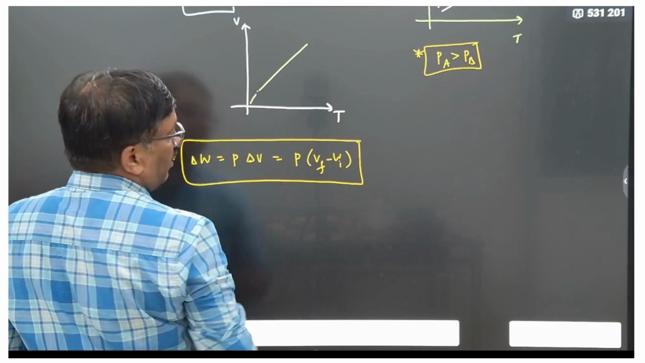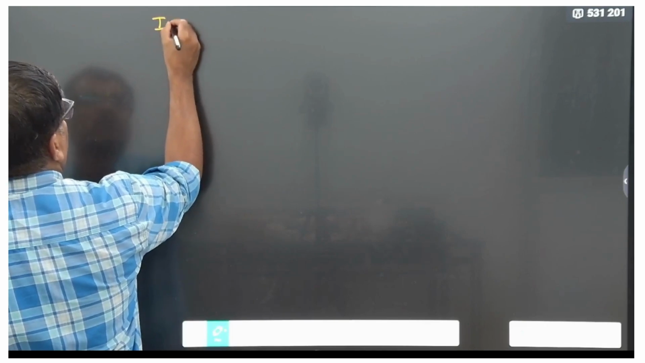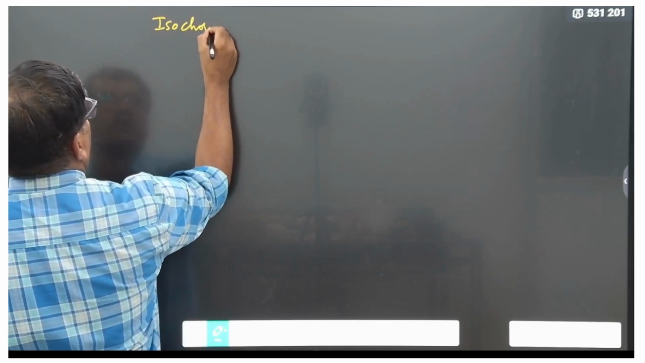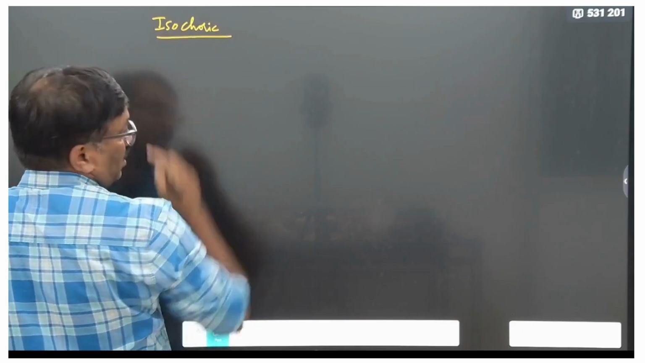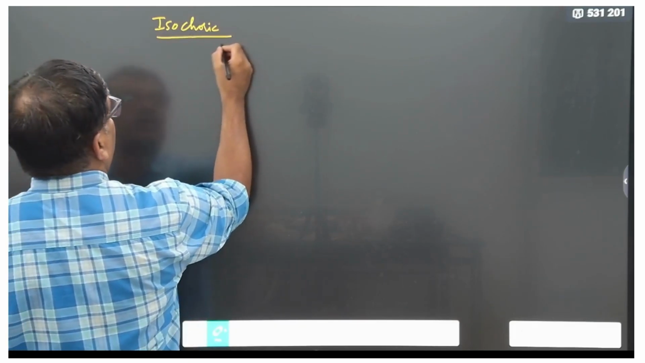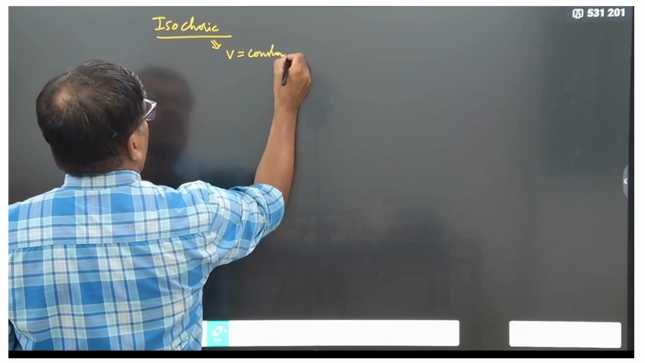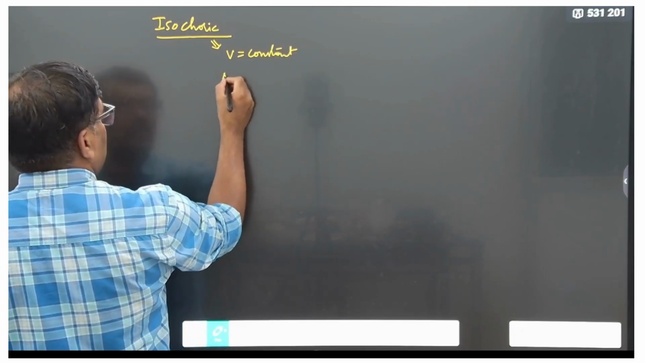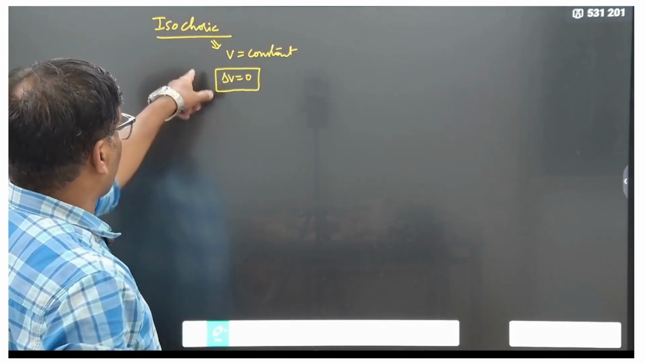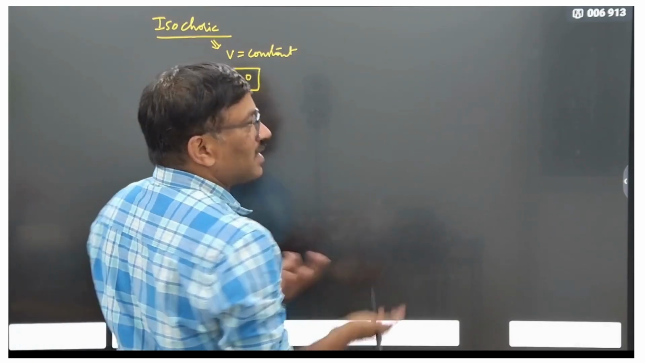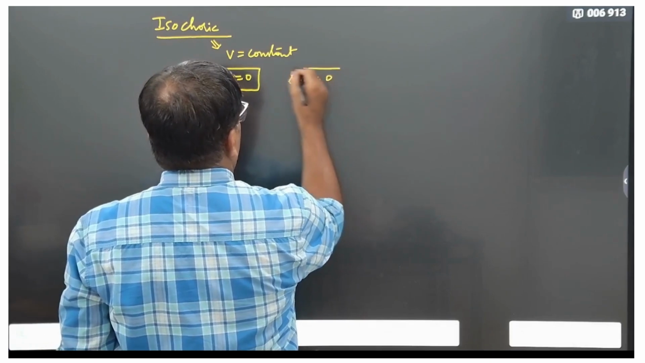Now we'll see one more process, that is nothing but an isochoric process. What is an isochoric process? Iso means same, choric means volume, right? So in the isochoric process, volume is going to be kept constant. When volume is kept constant, change in volume will be 0. When change in volume is 0, volume is not changing, work is not done. Therefore, the amount of work done is also equal to 0.